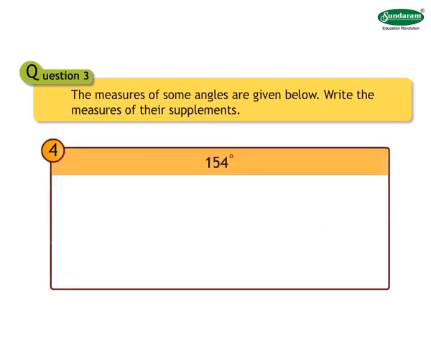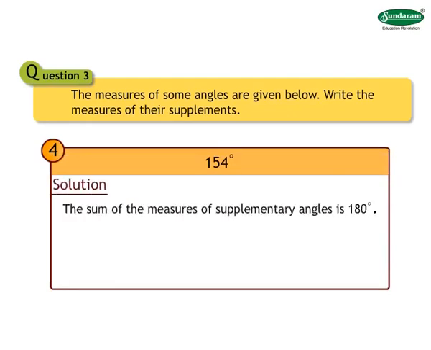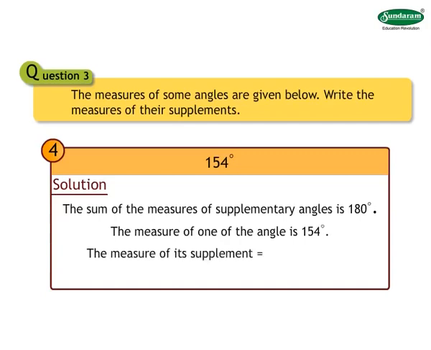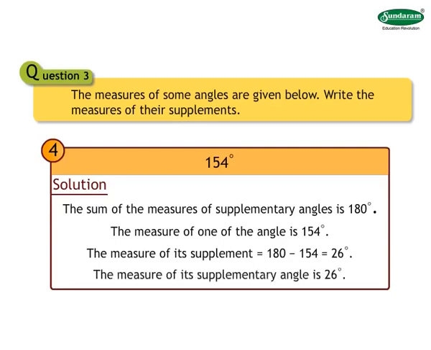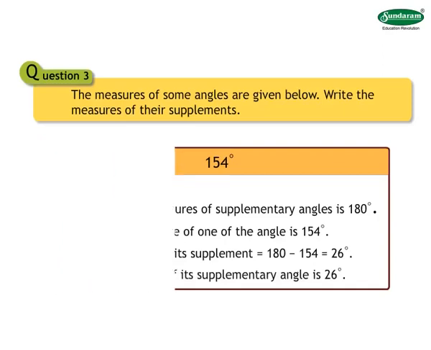Number 4. 154 degrees. Solution. The sum of the measures of supplementary angles is 180 degrees. The measure of one of the angles is 154 degrees. The measure of its supplement is equal to 180 minus 154, which is equal to 26 degrees. Thus, the measure of its supplementary angle is 26 degrees.